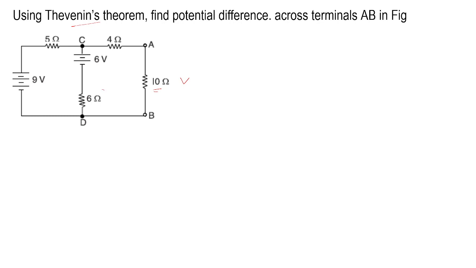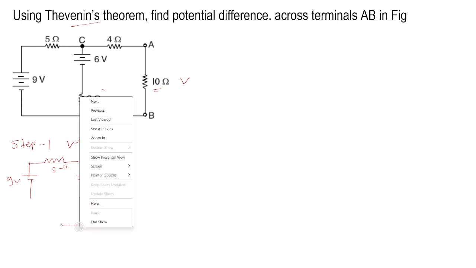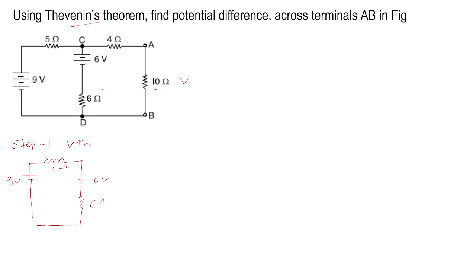So step 1, we need to find VTH. In step 1 we need to find VTH. For VTH we need to redraw the circuit. So this is the 9 volt voltage source. This is 5 ohm. Again this is 6 volt. This is 6 ohm. So I am going to reconnect this. Reconnected. Again this is 4 ohm. Okay. So in this example the 10 ohm resistor is our RL.